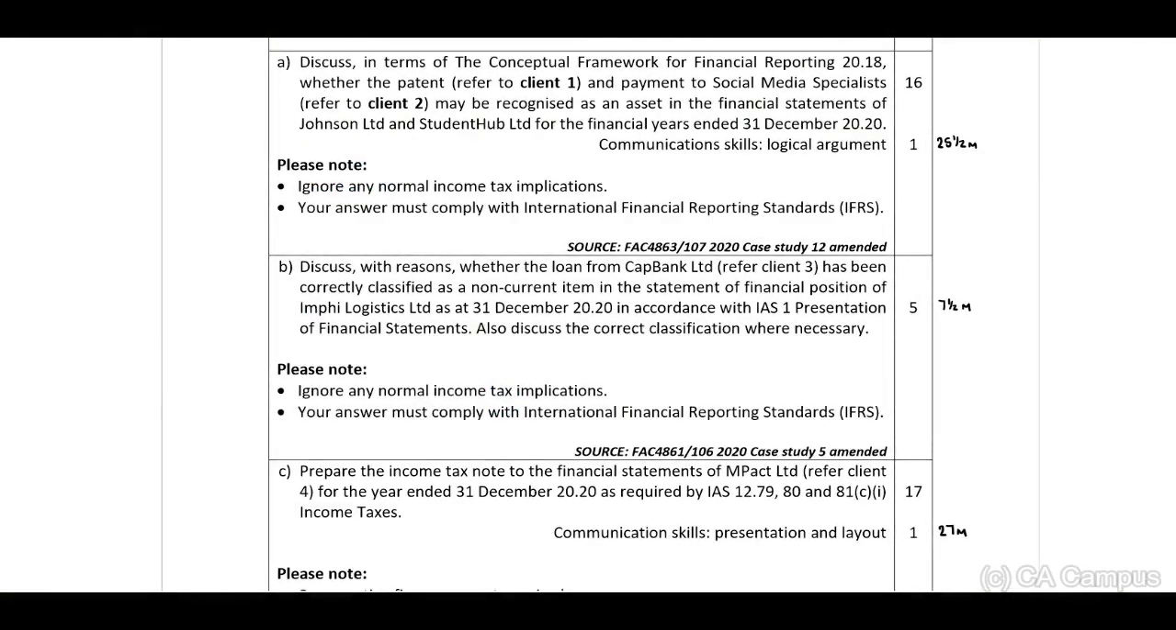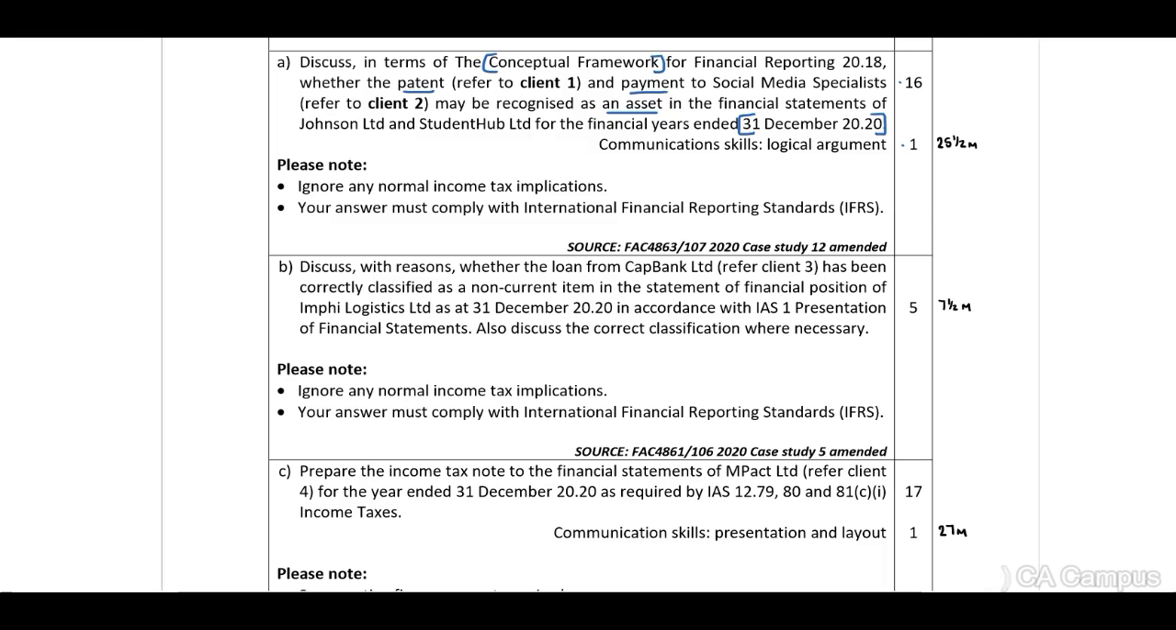I will briefly read through the requirement before we attempt each section on its own. A. Discuss in terms of the conceptual framework for financial reporting 2018 whether the patent referred to client 1 and payment to social media specialists referred to client 2 may be recognized as an asset in the financial statements of Johnson Ltd and Student Hub Ltd for the financial years ended 31 December 2020. 16 marks, 1 mark communication skills, not free but easy. Ignore any normal income tax implications and your answer must comply with IFRS.